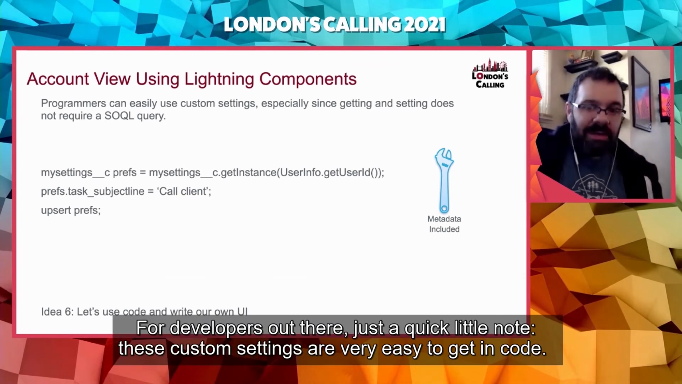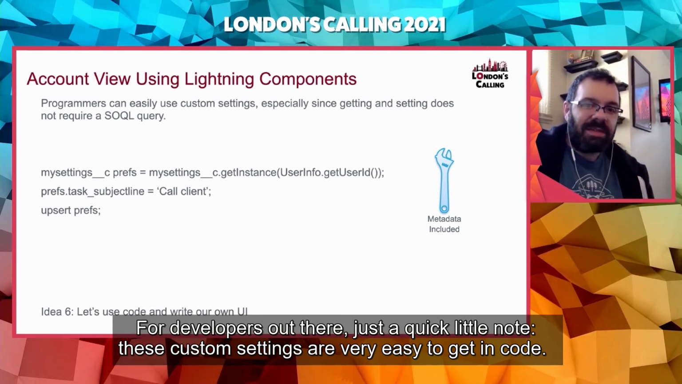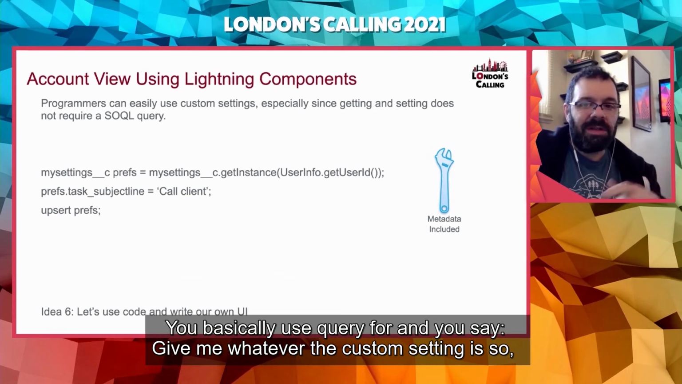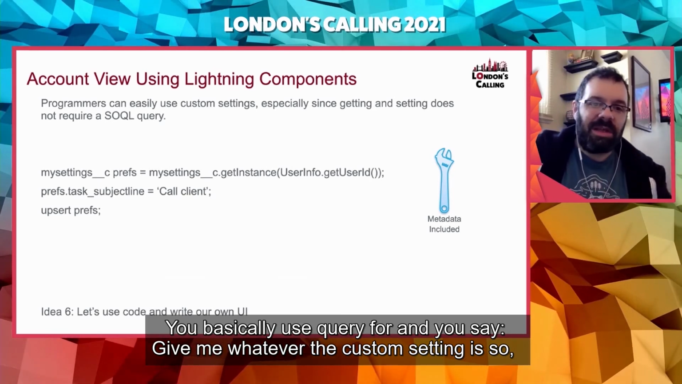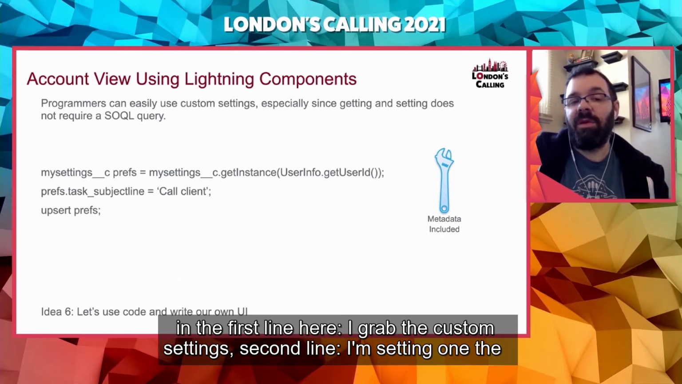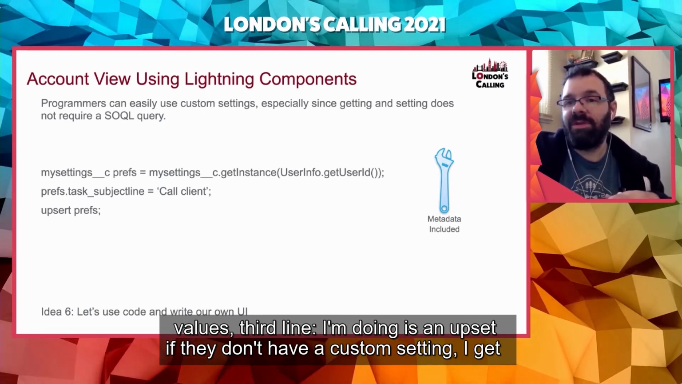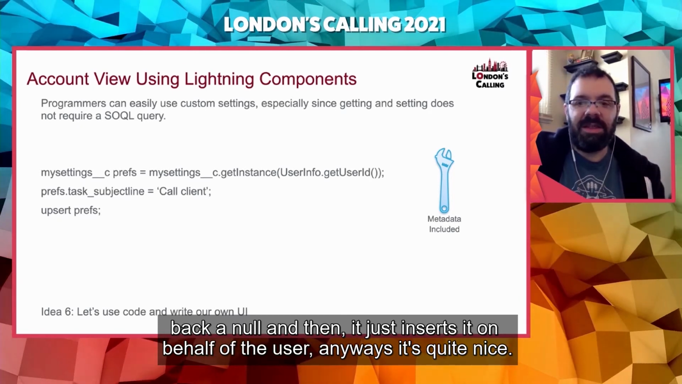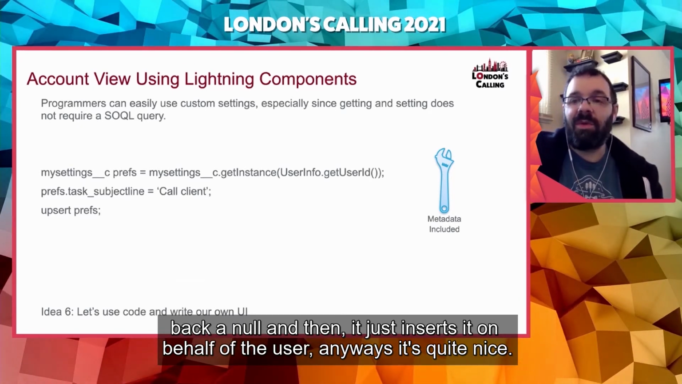For developers out there, just a quick little note, these custom settings are very easy to get in code. You basically just query for it and you say, give me whatever the custom setting is. So in the first line here, I grab the custom setting. Second line, I'm setting one of the values. Third line, I'm doing it as an upsert. If they don't have a custom setting, I get back a null, and then it just inserts it on behalf of the user anyways. It's quite nice.